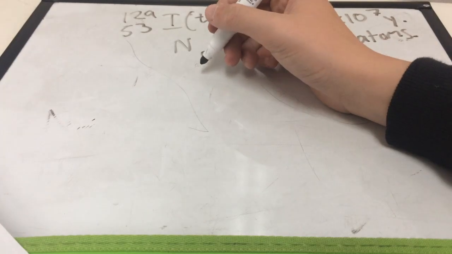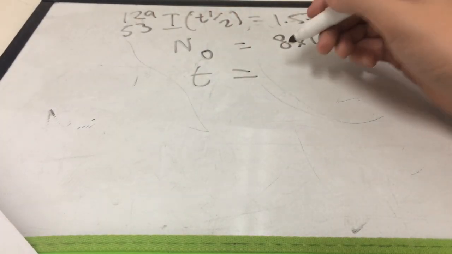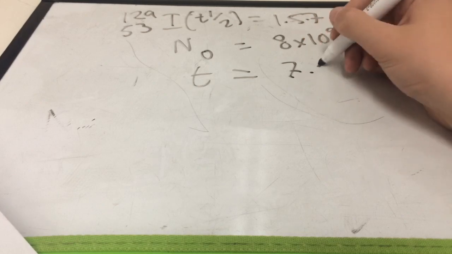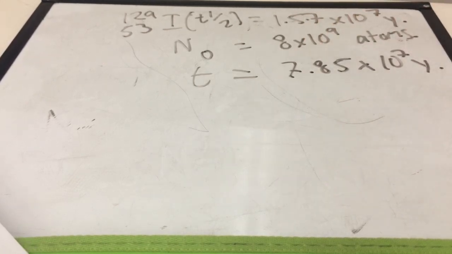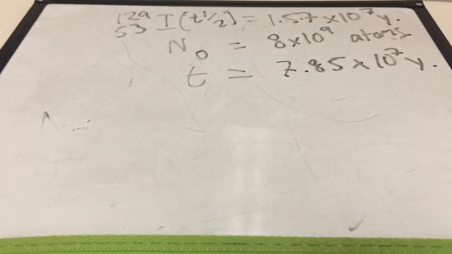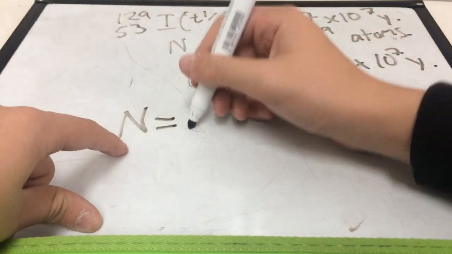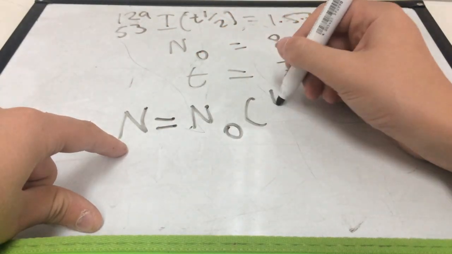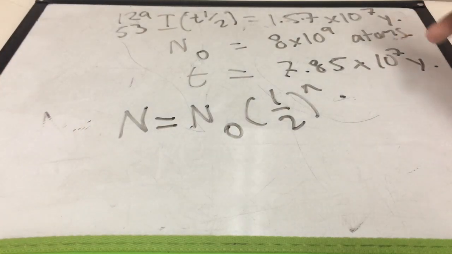I've been told the time the sample took was 7.85 times 10 to the 7 years. Okay, so now, what's the time? Anyway, so what we need to do is this. Plugging into our formula, our new amount is going to equal our initial amount times half to the power of the number of half-lives. But you might be going, how do I know how many half-lives that is?